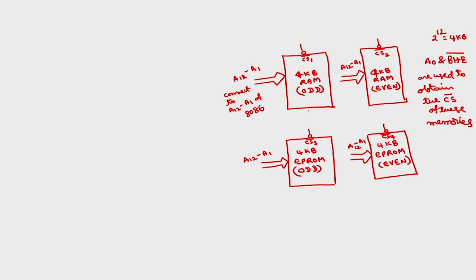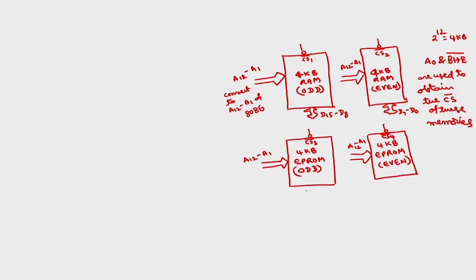Similarly, data, this will give 8 data lines. Here the odd bank will give D15 to D8, the even bank will give D7 to D0. In total we have 16-bit data. If you want 16-bit data, you have to enable both even and odd banks. If you want only 8-bit, we have to enable either of these banks.